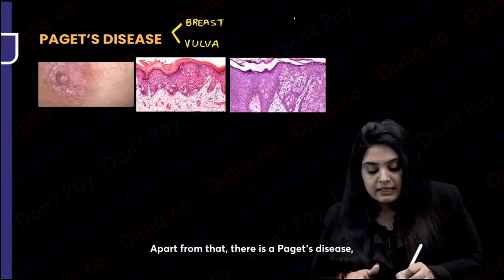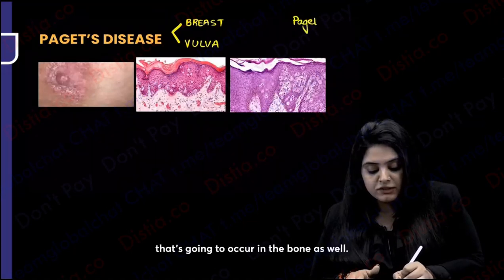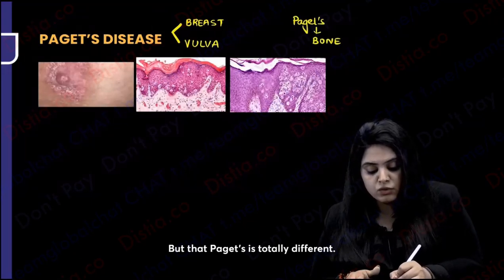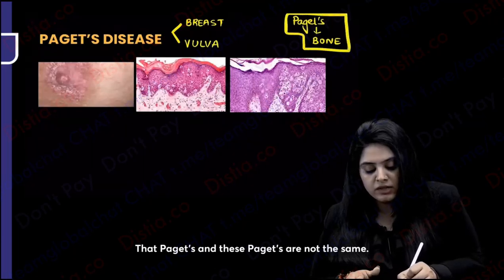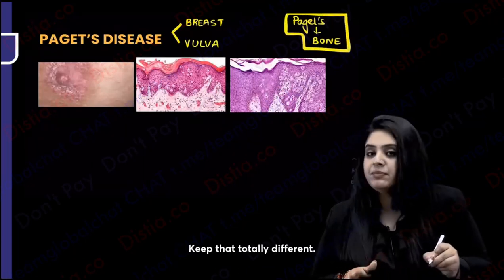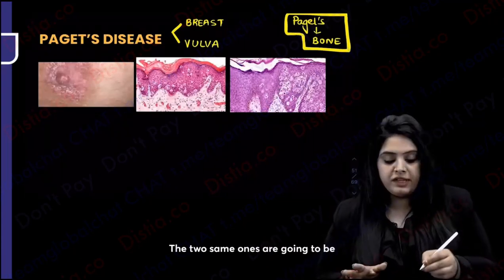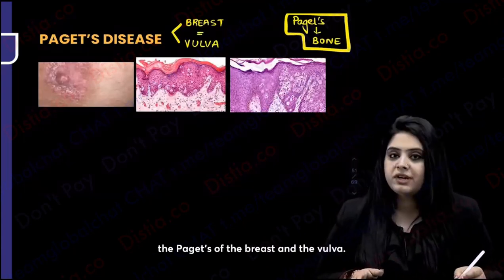Apart from that, there is a Paget's disease that's going to occur in the bone as well. But that Paget's is totally different. That Paget's and these Paget's are not the same. So don't confuse it. Keep that totally different. The two same ones are going to be the Paget's of the breast and the vulva.